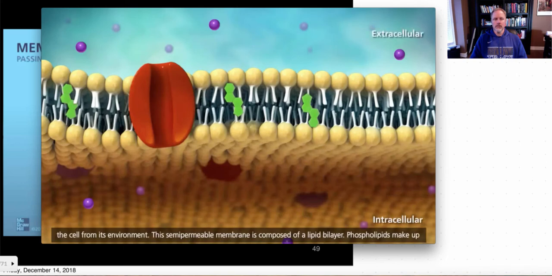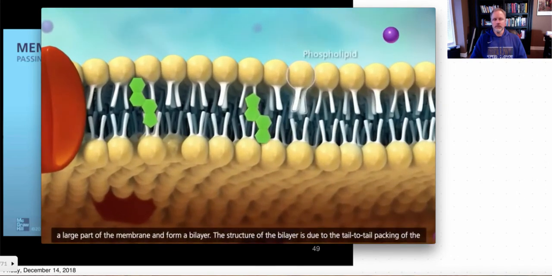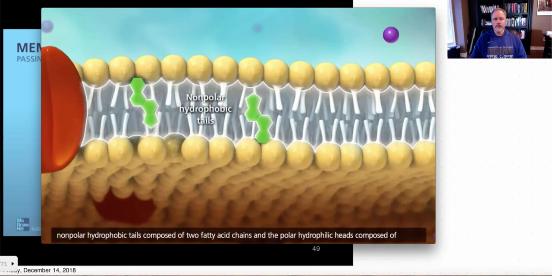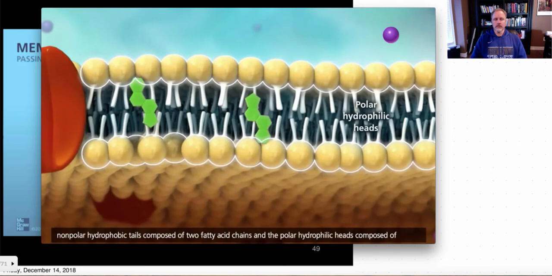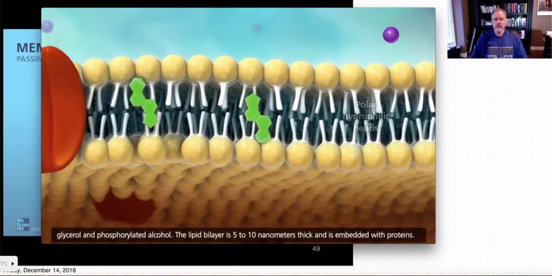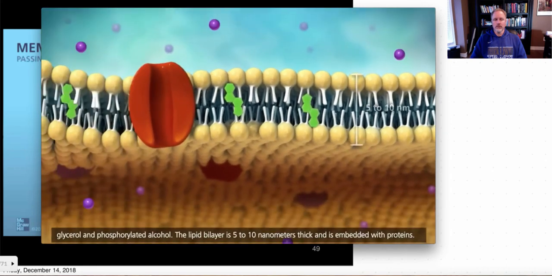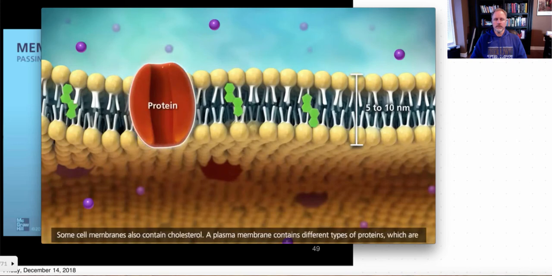This semi-permeable membrane is composed of a lipid bilayer. Phospholipids make up a large part of the membrane and form a bilayer. The structure of the bilayer is due to the tail-to-tail packing of the nonpolar hydrophobic tails, composed of two fatty acid chains, and the polar hydrophilic heads, composed of glycerol and phosphorylated alcohol. The lipid bilayer is 5 to 10 nanometers thick and is embedded with proteins. Some cell membranes also contain cholesterol.